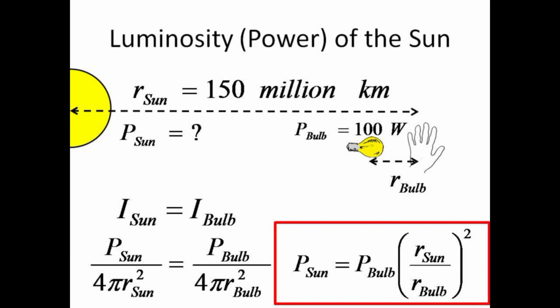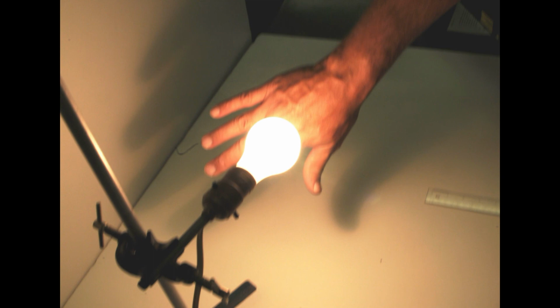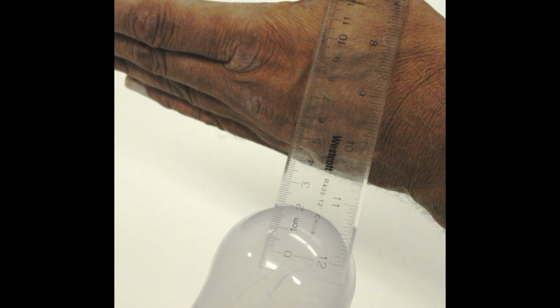Since the distance to the sun is much larger than the distance to the light bulb, we expect the power output from the sun to be many times larger than the power output of a light bulb. In practice, it is easiest to place your hand with the light bulb on, then turn off the bulb for the distance measurement, keeping your hand in place. Be sure to measure from the center of the bulb, not the surface.